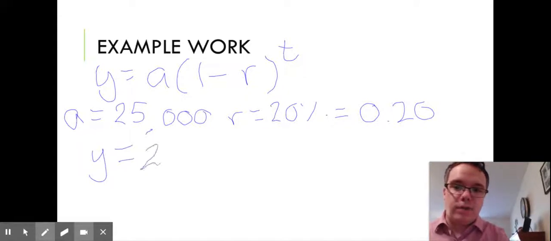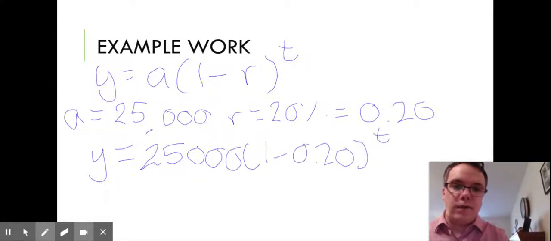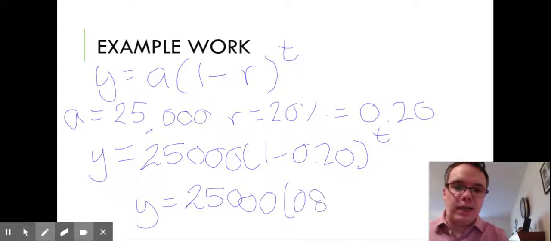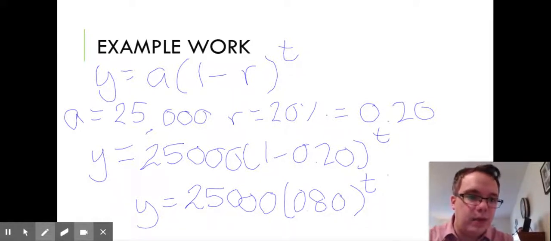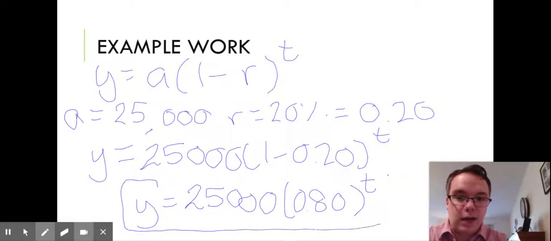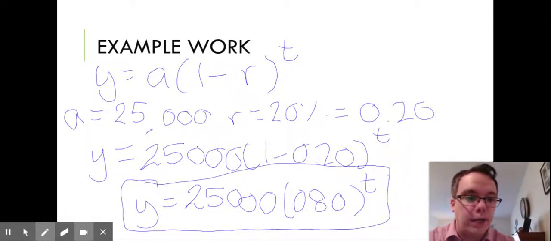So we're going to have y equals 25,000 times 1 minus 0.20 to the t. And if we simplify, we'll have y equals 25,000 times 0.80 to the t. Now remember, you cannot distribute that 25,000 to multiply it by the 0.8 because we are taking it to the t power, and the order of operations states that we do exponents first. So this is actually our answer for write an equation, which is what the first bullet said to do.